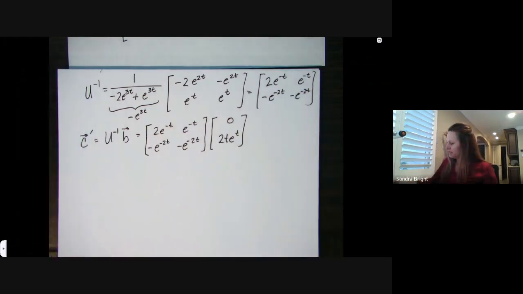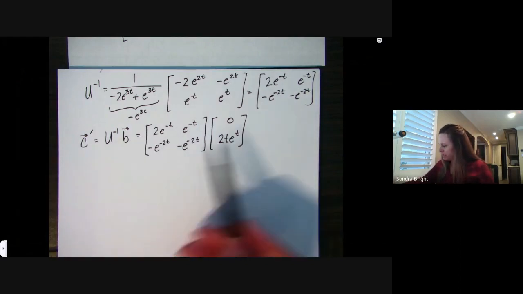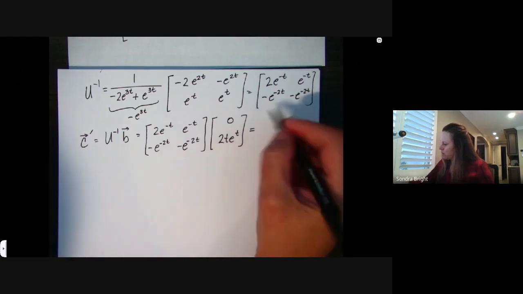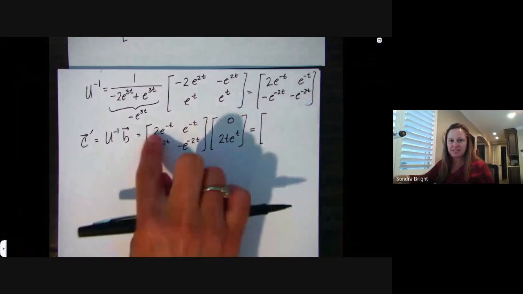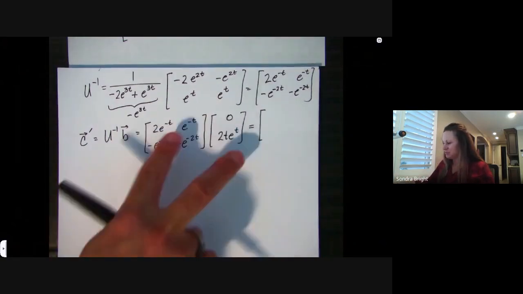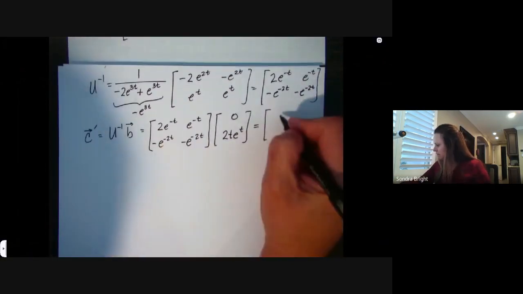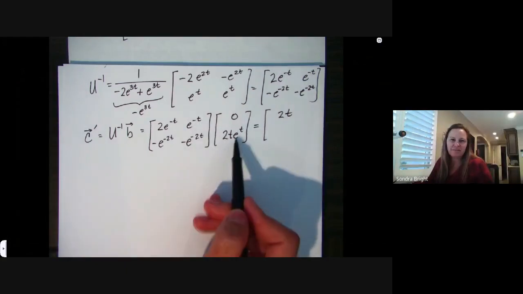All right, so we're going to multiply these. So 2 by 2 times a 2 by 1. Your answer is going to be a 2 by 1. And you would go row 1 times column 1. So 2e to the negative t times 0 plus e to the negative t times 2t. So you just end up with a 2t, because the e to the negative t times e to the t just ends up being e to the 0.